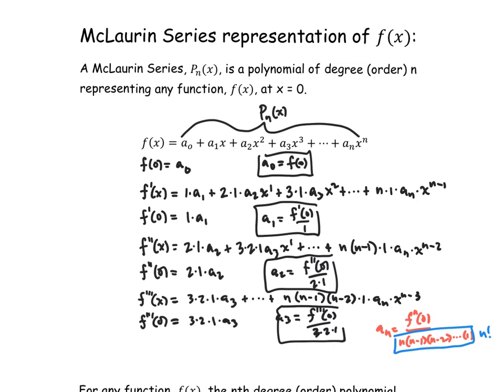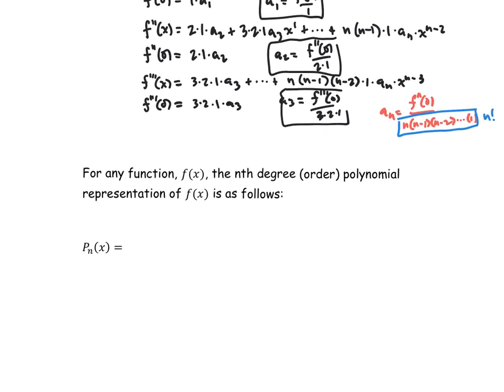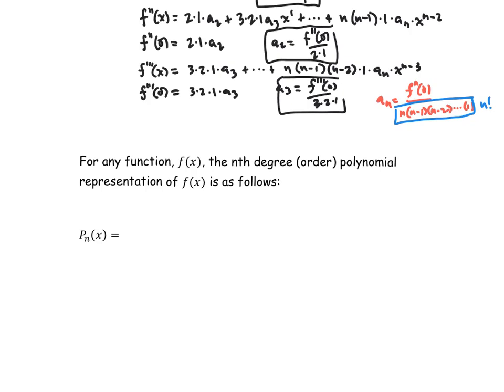So what we're able to do with this now is substitute in for a sub 0 all the way out to a sub n and write a general formula for the Maclaurin series for f of x as the nth degree polynomial. We will take a sub 0, which is f of 0, plus a sub 1, which ends up being f prime at 0 over 1 factorial times x, plus a sub 2, which ended up being f double prime at 0 times x squared over 2 factorial.